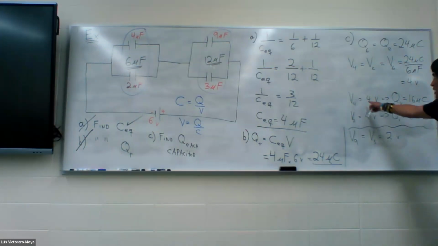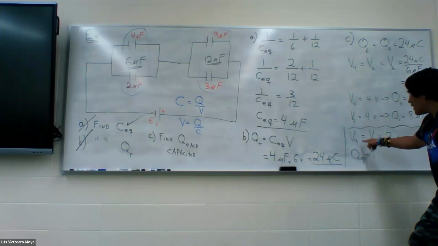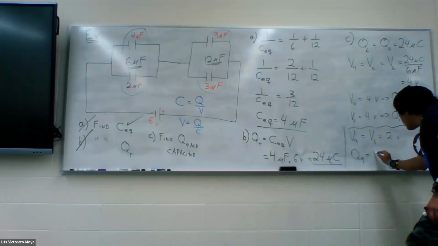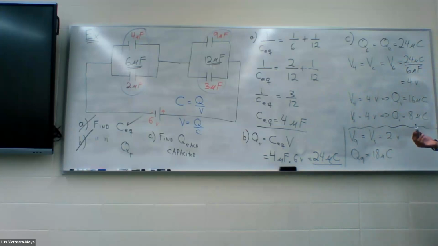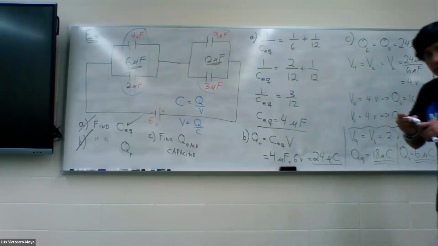If I have the voltage, just like I did here, the charge on 9 will be the capacitance 9 times the voltage 2, 18 microcoulombs. And by conservation of charge, 24 minus 18, 6 microcoulombs. Or you can just do 3 times 2. So the charge on 3 is 3 times 2, 6 microcoulombs. There you are. That's how you solve.